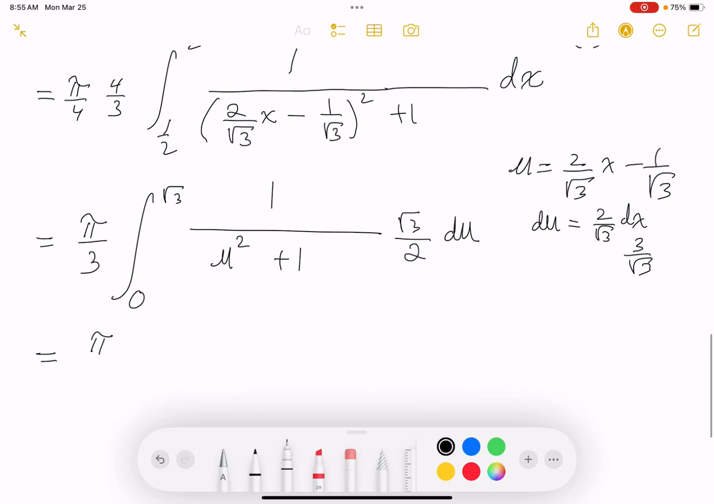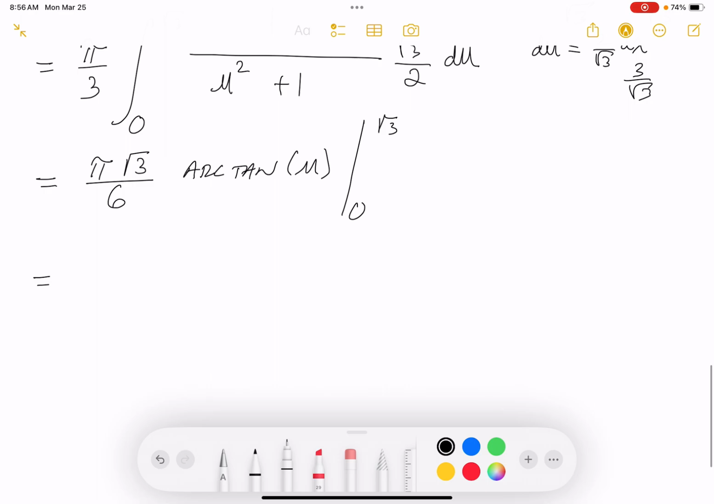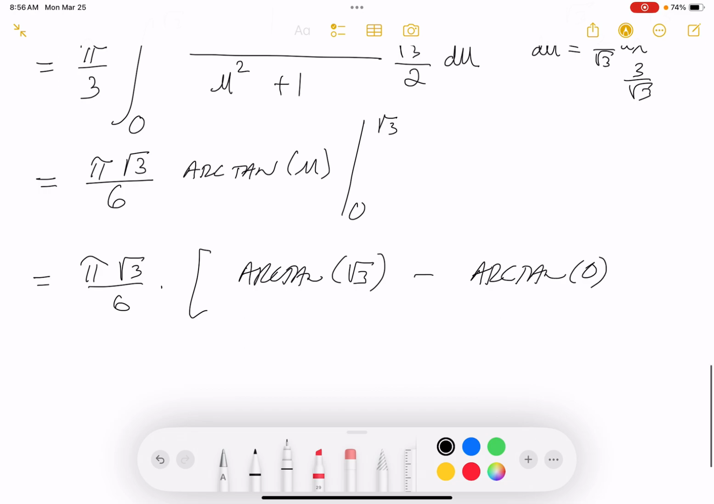Let me see if I did that right. Oh, I made a mistake. So, no, I don't think I made a mistake. Root 3. Yeah, I did all right. So root 3, and 3 times 2 is 6. Let's see if I did that right. Pi root 3, 2 times 3 is 6. Yeah, I did okay. And there's going to be arctangent of u. The integration goes from 0 to root 3. So you get pi root 3 over 6 times arctan of root 3 minus the arctan of 0.